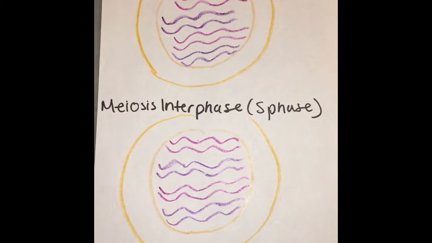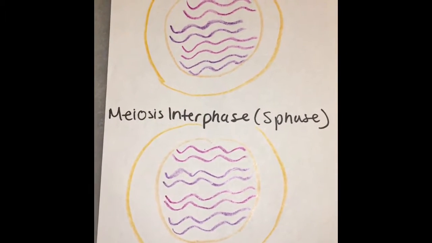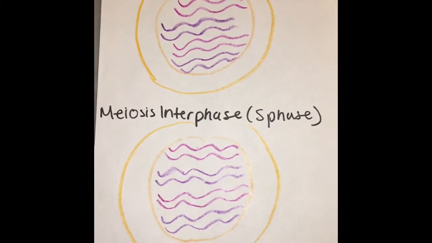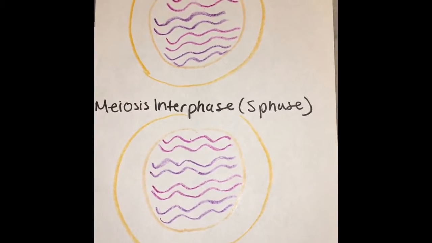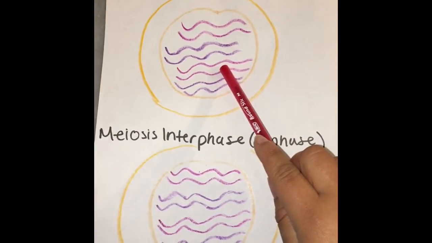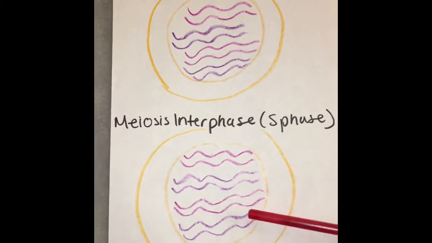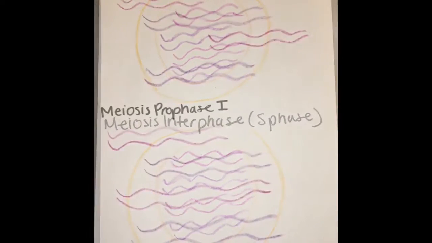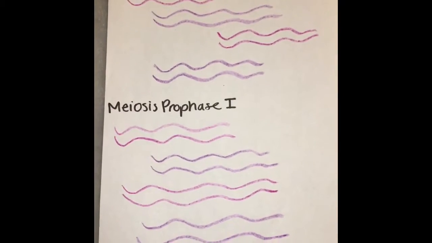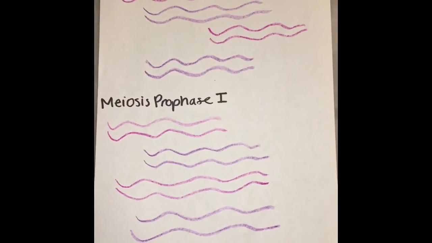So during the S phase, the DNA strands duplicate. So for both mitosis and meiosis, you will get twice as many DNA strands in the cell. So up at the top cell, you see that there's 8 now, and at the bottom, there are 8 DNA strands as well. We are now looking at the prophase stage of mitosis and meiosis.